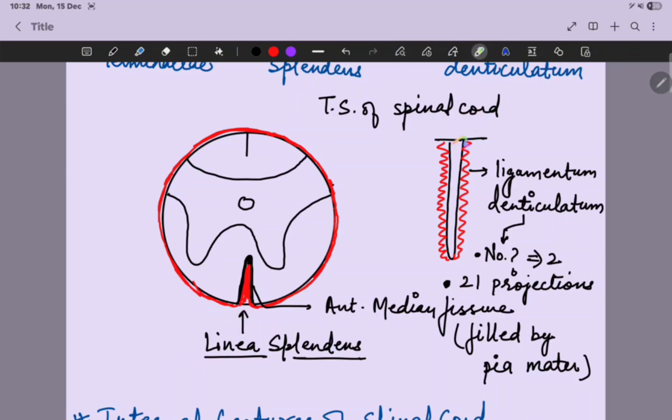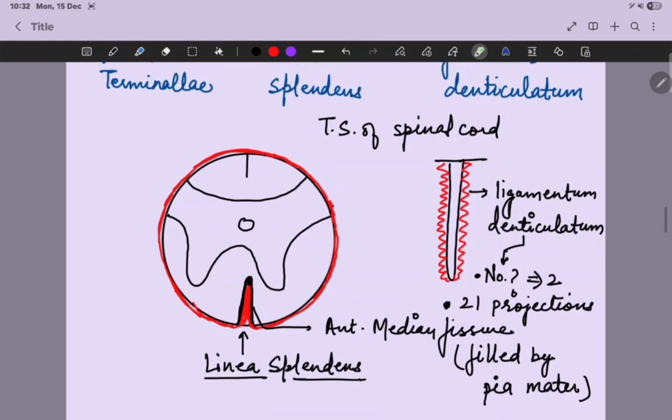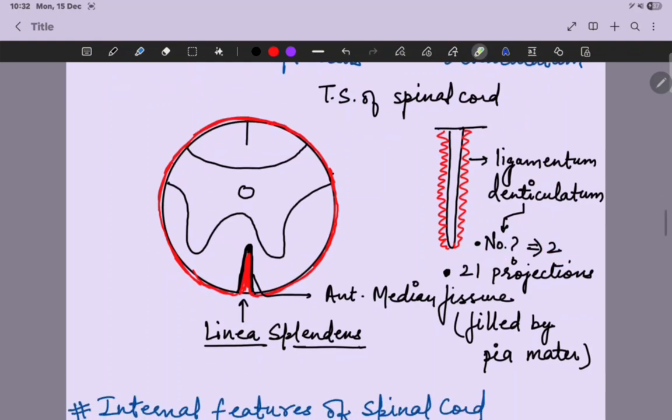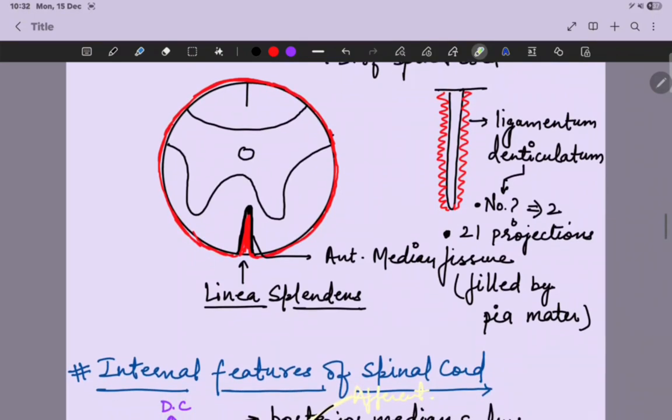And then we can see here our spinal cord, the cylindrical structure. It is covered by tooth-like projections. Here we can see on both sides, that is known as the ligamentum denticulatum, which is another modification of our pia mater, and its number is 2. If we are asked what is the number of ligamentum denticulatum that surrounds our spinal cord, we will answer 2. There are only 2 ligamentum denticulatum. And if we are asked about its projections, there are 21 projections of the ligamentum denticulatum.